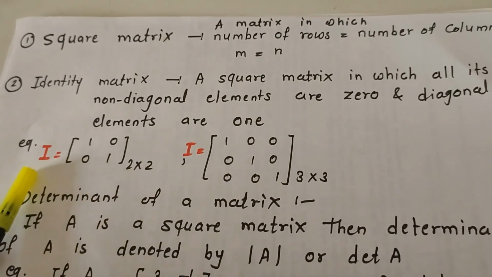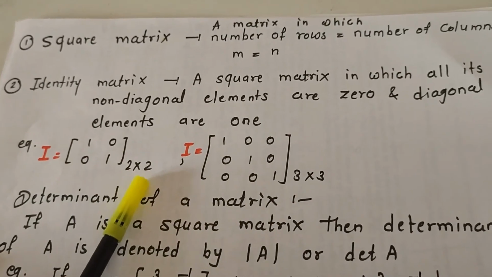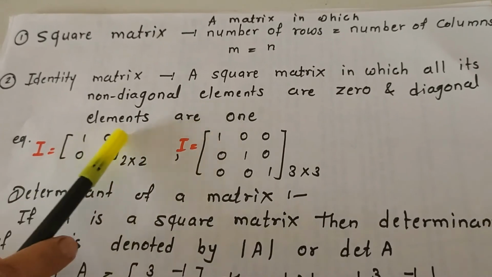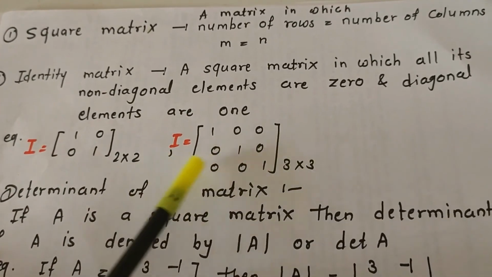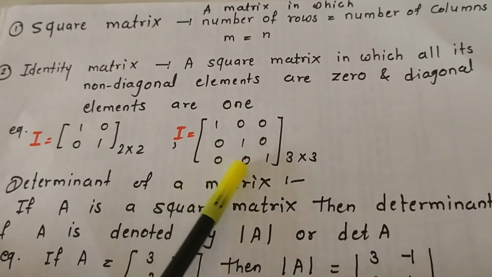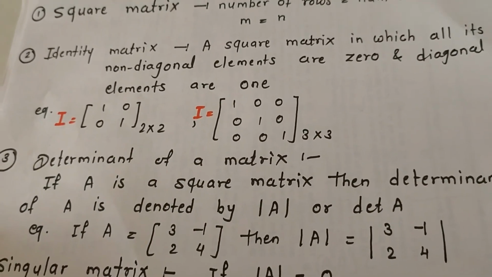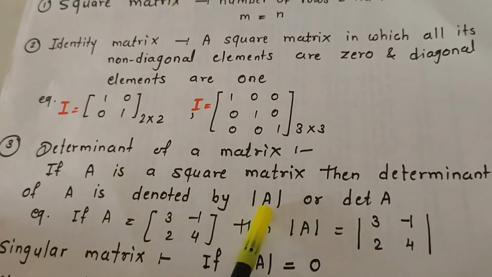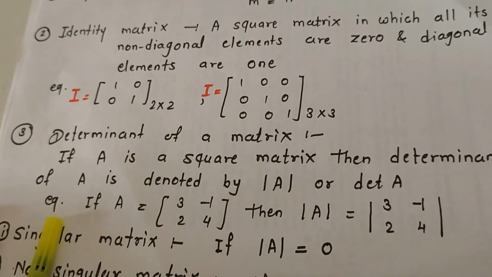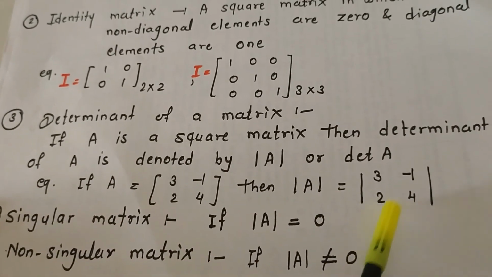For example, the identity matrix is denoted by capital I. In a 2 by 2 matrix, all diagonal elements are 1 and the remaining non-diagonal elements are 0. For a 3 by 3 matrix, all diagonal elements are 1 and non-diagonal elements are 0. The third type is determinant of a matrix. If A is a square matrix, then the determinant of A is denoted by |A| or det A. For example, if A is a matrix, then the determinant of A can be written in this form.